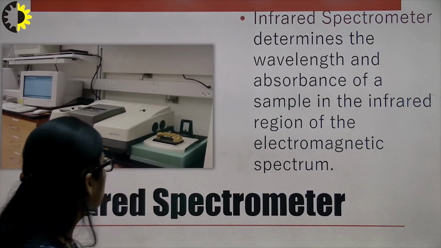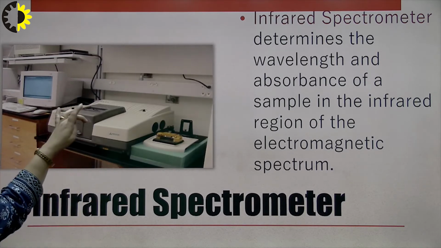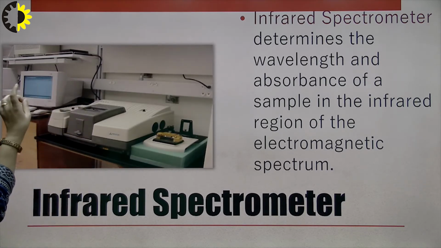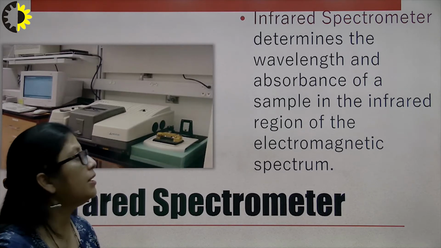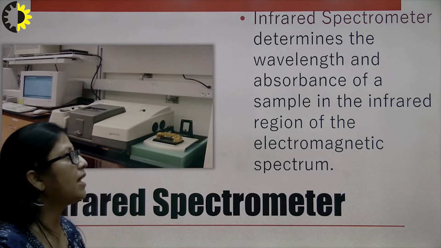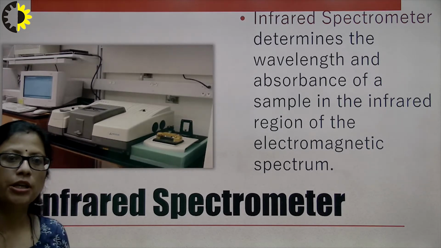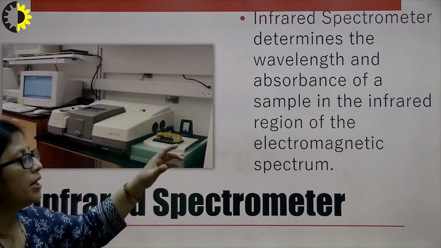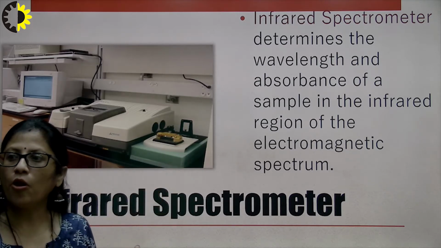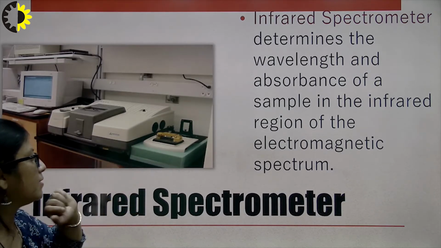Now, this is the IR spectrophotometer which I am showing. We keep the sample inside, a computer is attached where we can study the spectra. Now, the IR spectrometer determines the wavelength and absorption of a sample in the IR region of the electromagnetic spectrum. So, whatever absorption is being caused in the IR region, that we can study in this spectroscopy.